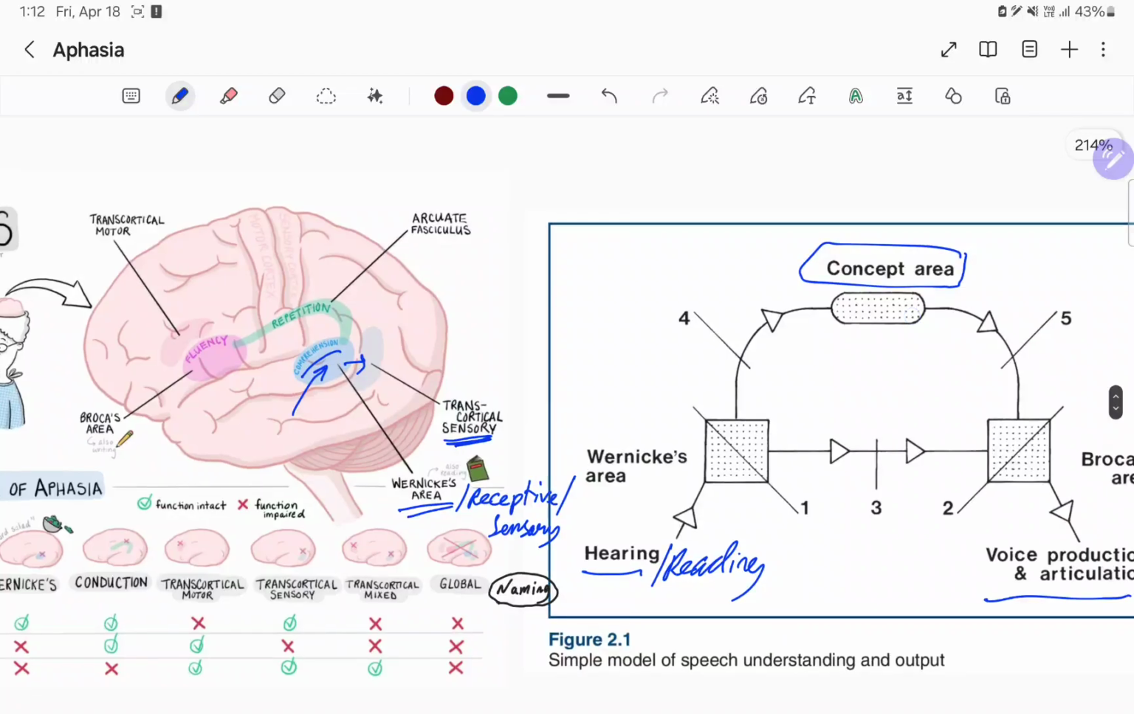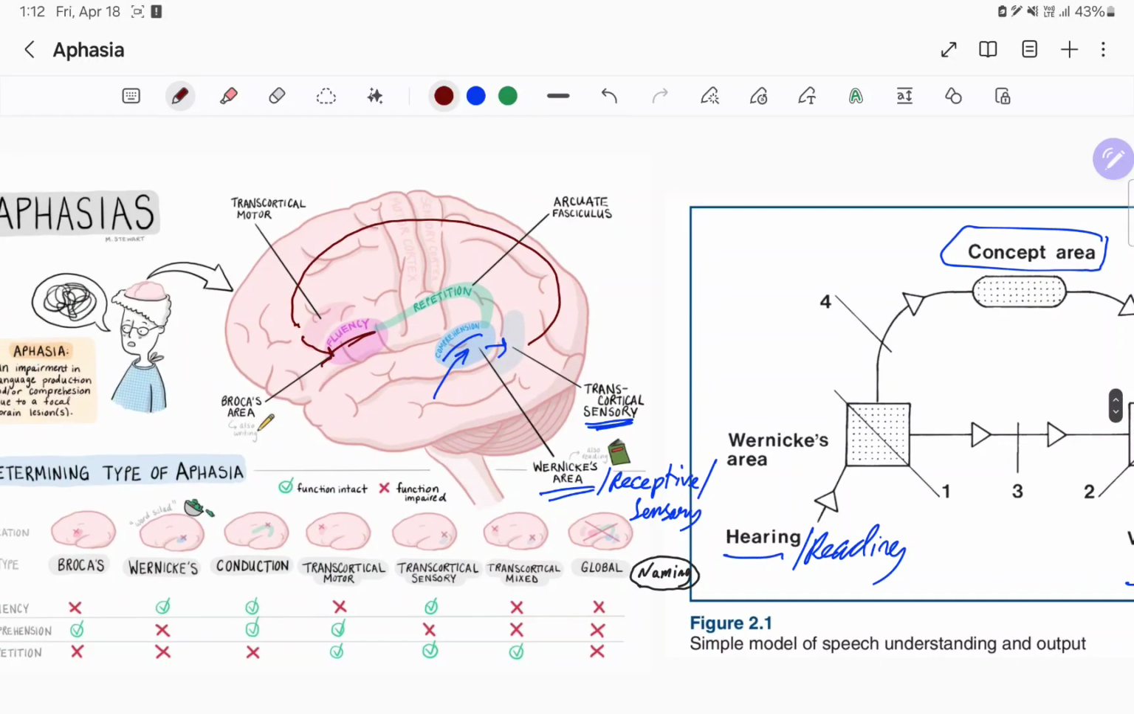From the transcortical sensory area, the information will go to the third structure, which is the transcortical motor area. From the transcortical motor area to Broca's area. Both of these two areas are involved in fluency. We can also call Broca's area the expression area or expressive area, because you express yourself through this area, and it's related to word production or articulation, so it is a motor area.